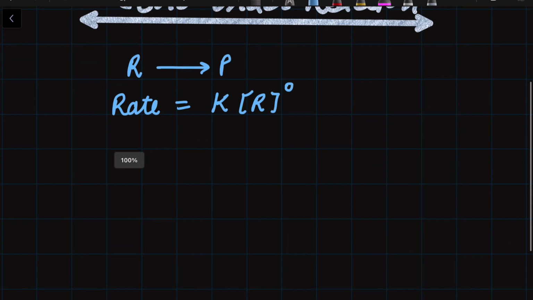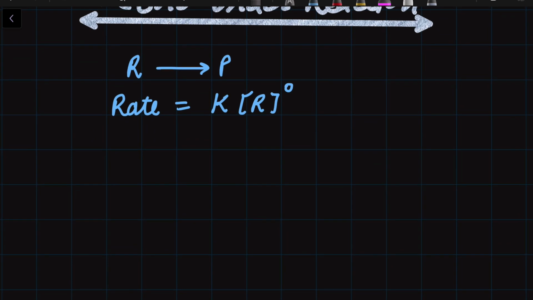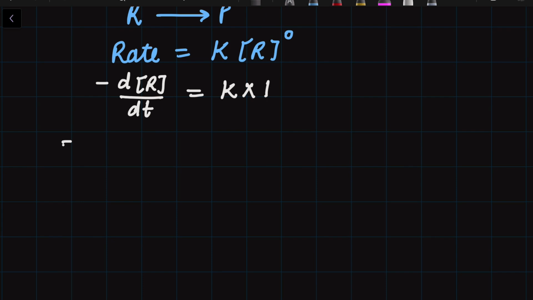Similarly, based on this concept, the rate for the integration we will write as the change in concentration of R divided by dt. So the rate is equal to K, and the concentration of R raised to the power 0 becomes 1 here. Now let me write it correctly: minus d concentration of R is equal to K dt, like this.